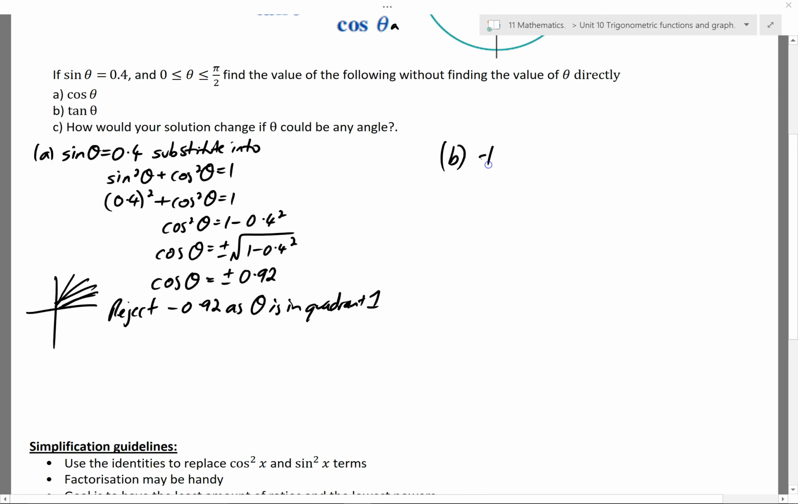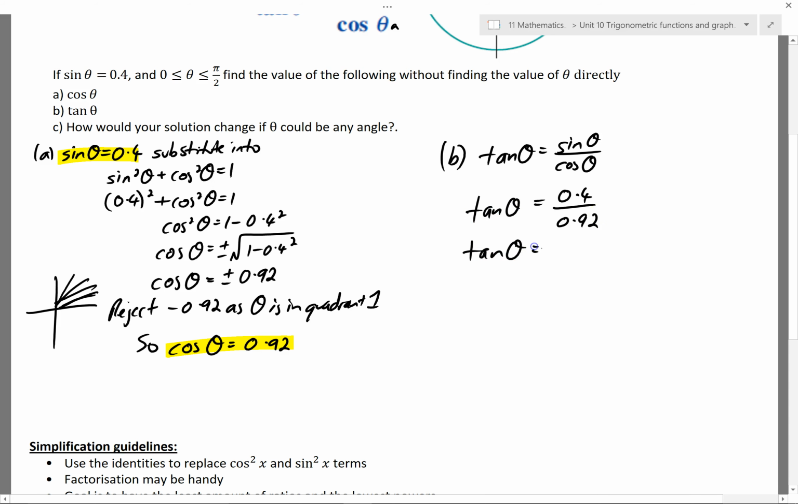Alright, part B, find tan theta. Well, I'm going to use the tan theta identity since I know both of these things. I know sine theta and I know cosine theta, and I can just substitute these two values in. 0.4 divided by 0.92 gives me the fact that tan theta is 0.43. So I can find all those ratios without actually having to find the angle.